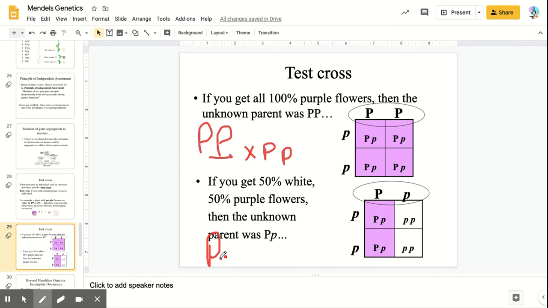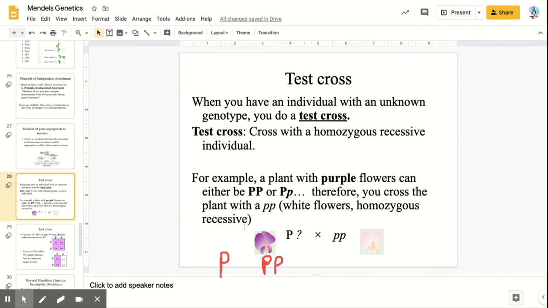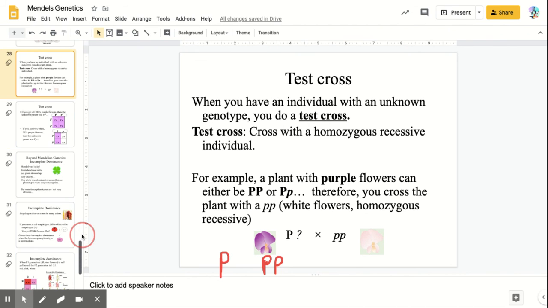However, if I had a heterozygote parent, so I have a dominant and a recessive, crossed with a pea plant that is both recessive, some of those will be white. This one and this one and this one will make white flowers. So a test cross is when you have an unknown organism with a dominant trait. You cross it with a homozygous recessive just to see what it is.